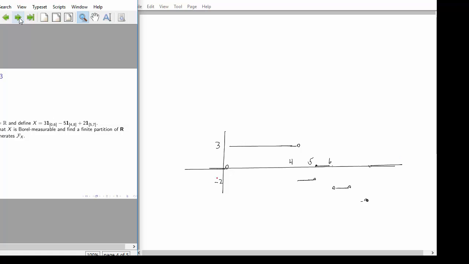So we've got a function that can take on only 5 values. In spite of the fact that the domain is uncountably infinite, when we call this a random variable, we'll call it a simple random variable because it takes on only a finite number of values. And each of its level sets is going to be a Borel set. So now we can write down our partition.